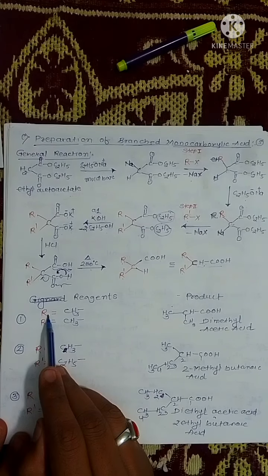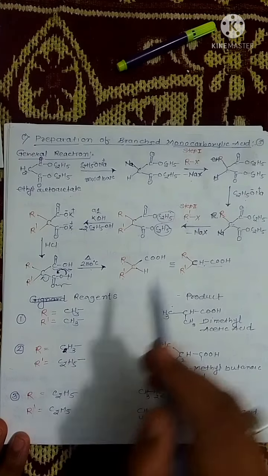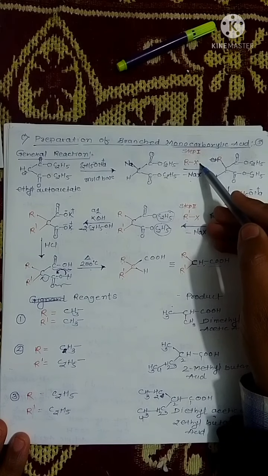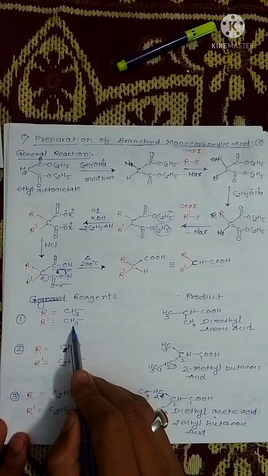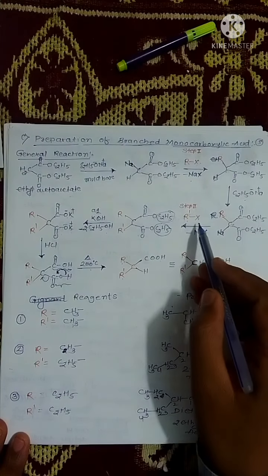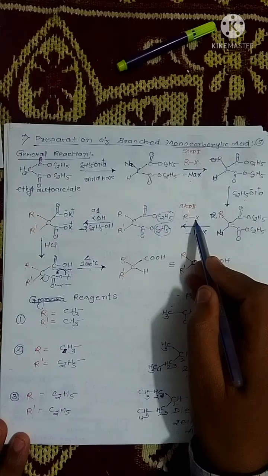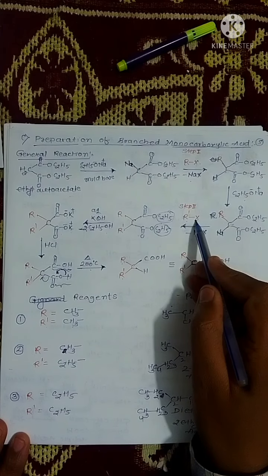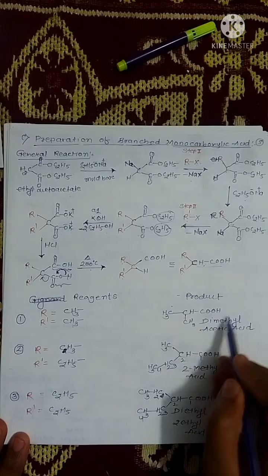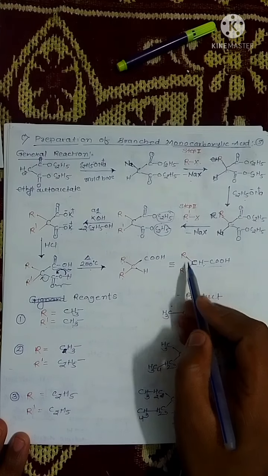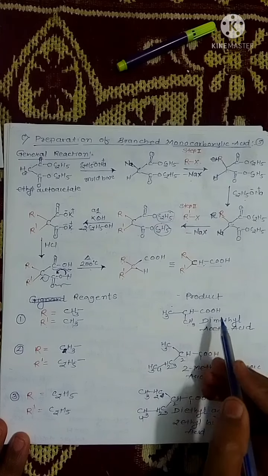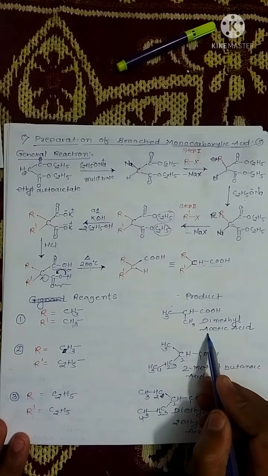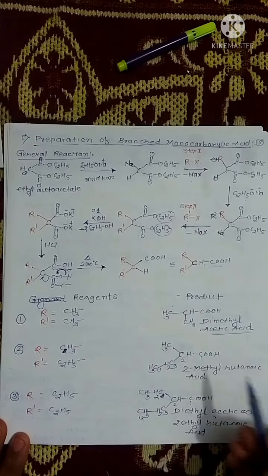So if R is equal to CH3, meaning we add methyl chloride here, and R dash is also CH3, that is, in step number 2 we again add methyl chloride, then the overall product, replacing R and R dash with methyl groups, is CH3, CH, CH3, COOH. So we get dimethyl acetic acid.